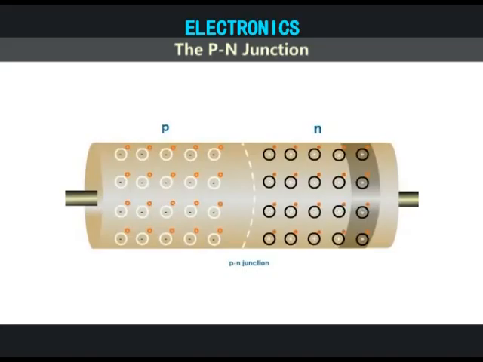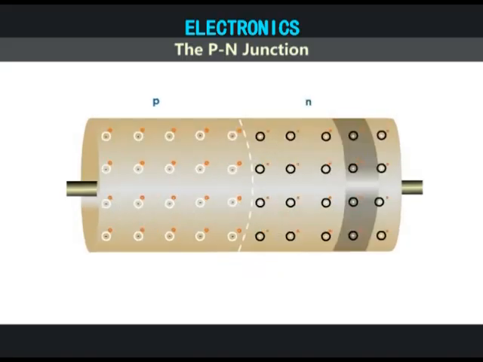Many electronic devices use a p-n junction. As soon as the p-n junction is formed, electrons from the n-type material and holes from the p-type material diffuse into the opposite materials respectively. The electrons and holes diffusing towards each other combine near the junction.